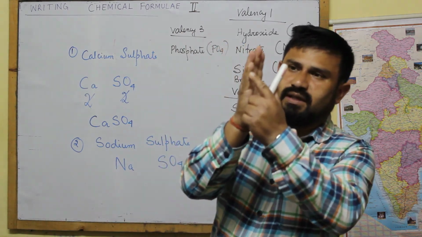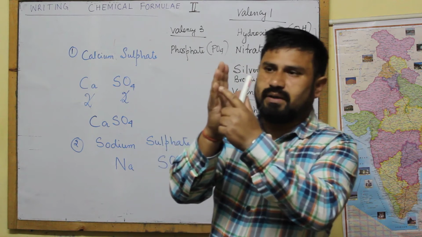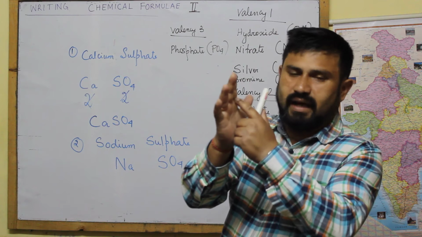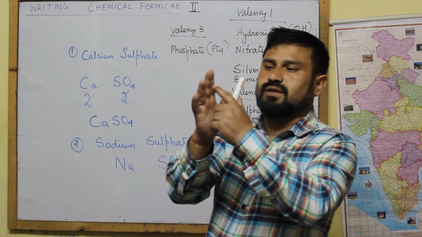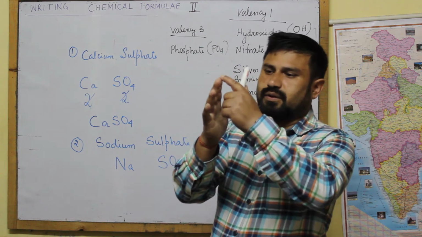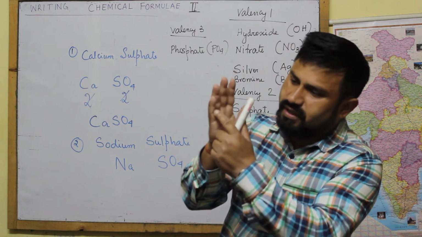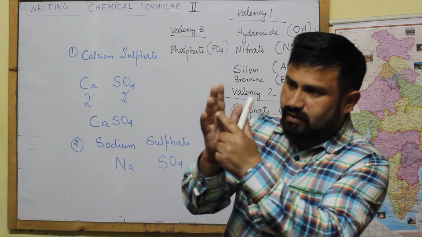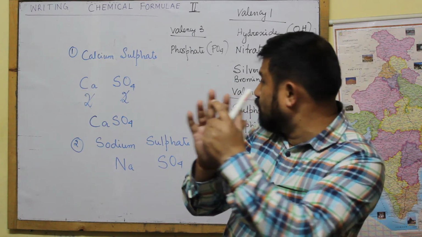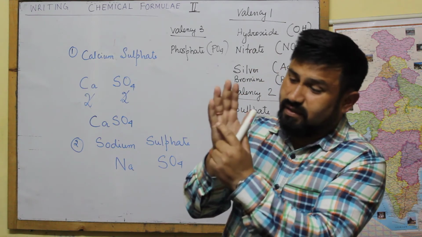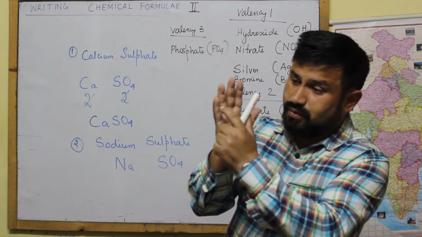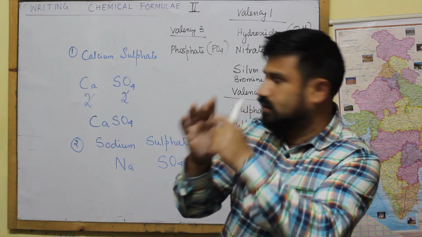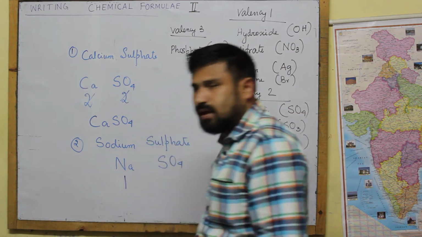Hydrogen, helium, lithium, beryllium, boron, carbon, nitrogen, oxygen, fluorine, neon, sodium. Sodium is here. 1, 0. 1, 2, 3, 4. 3, 2, 1, 0, 1. So sodium's valency is 1.